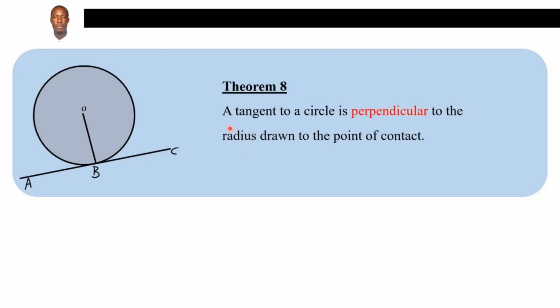Theorem 8. A tangent to a circle is perpendicular to the radius drawn to the point of contact. The point of contact is the point where the tangent and the circle meet. On this diagram, our point of contact is point B. That is the point where the line AC, which is our tangent, and the circle meet.